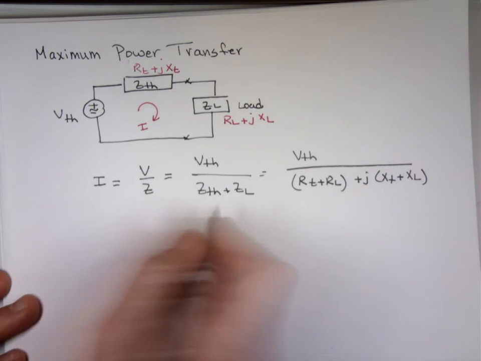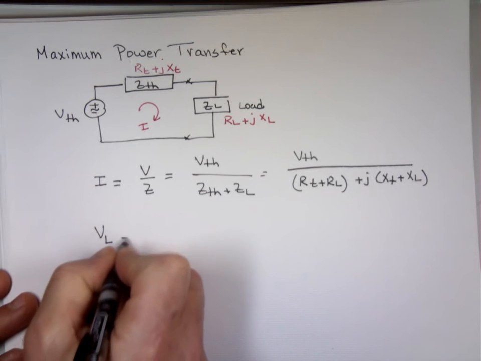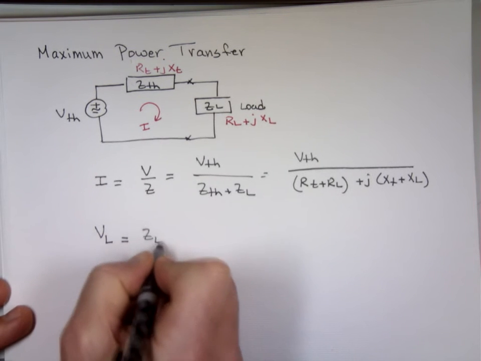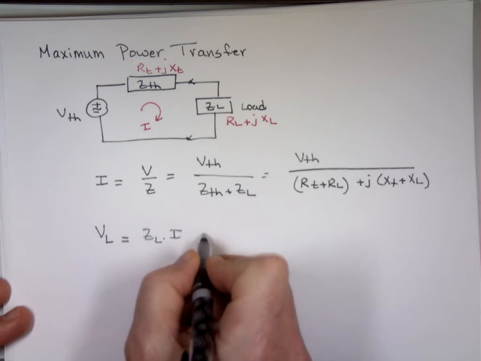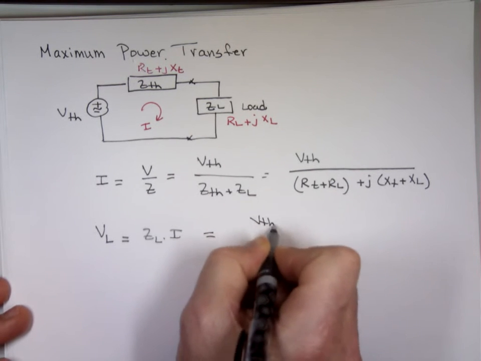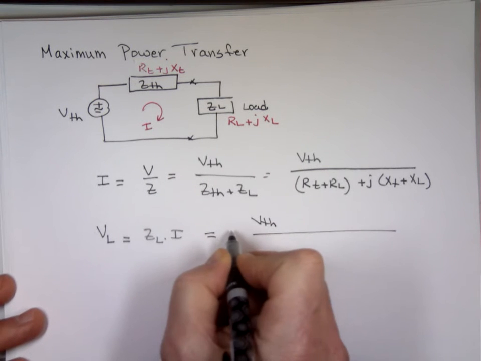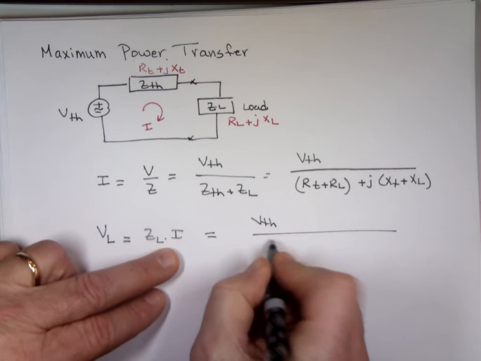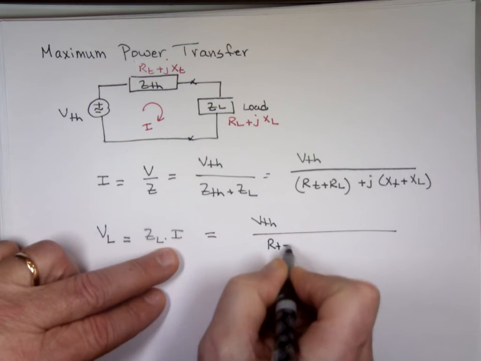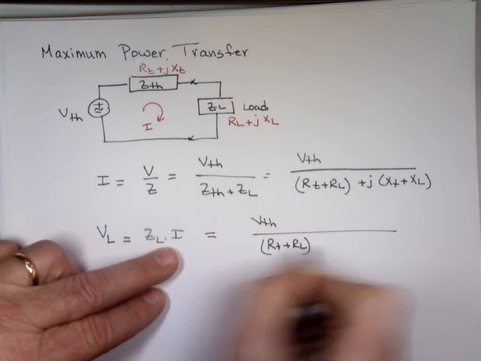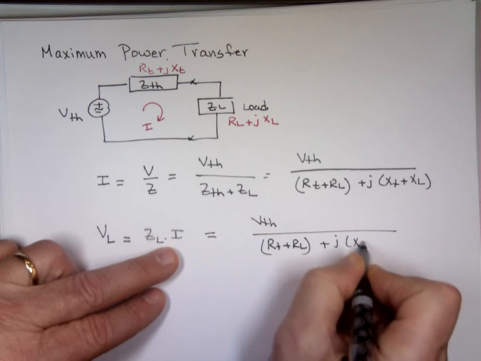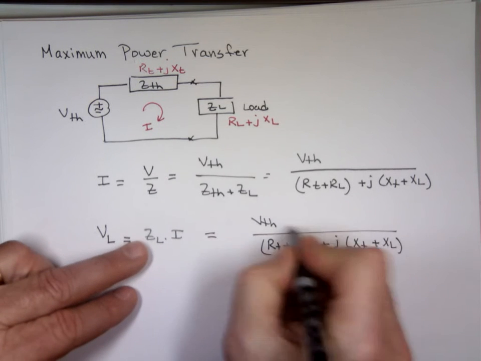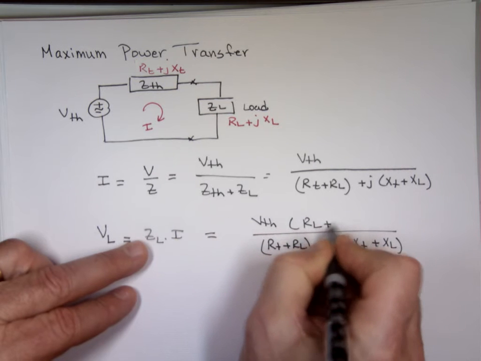Now, what is the voltage across the load? V load. Well, we know ZL times I. We do the math. That's V Thevenin times I, and I'm going to multiply by ZL there too. So this is I, which is V Thevenin over R Thevenin plus RL plus jX Thevenin plus XL. Then you multiply by ZL, which is what? RL plus jXL.